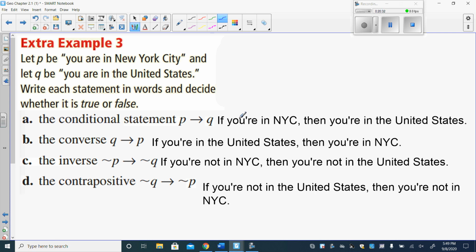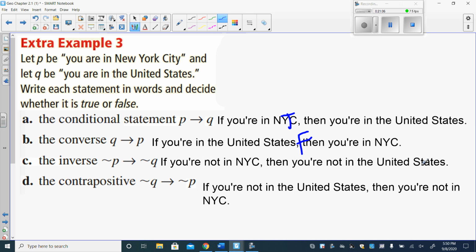So if you're in New York City, then you're in the United States. Well, yes, New York City is part of the United States, so this is true. And again, we only need one example for these to be false. So let's look at the next one. If you're in the United States, then you're in New York City. Well, how about Colcord, Oklahoma? Is Colcord, Oklahoma in the United States? Well, yes. So if I'm in Colcord, Oklahoma, where you all are watching this video, yes, I'm in the United States, but I'm not in New York City. So this here is false.